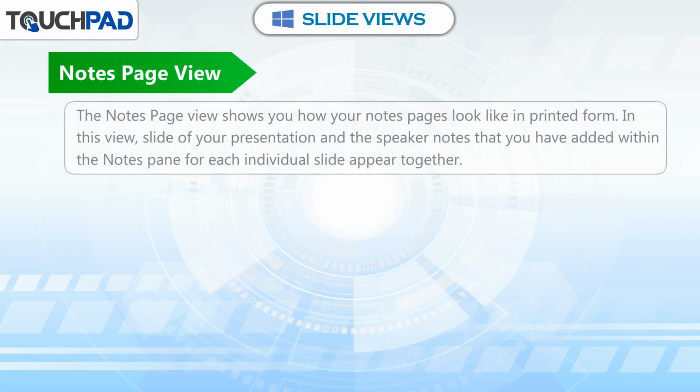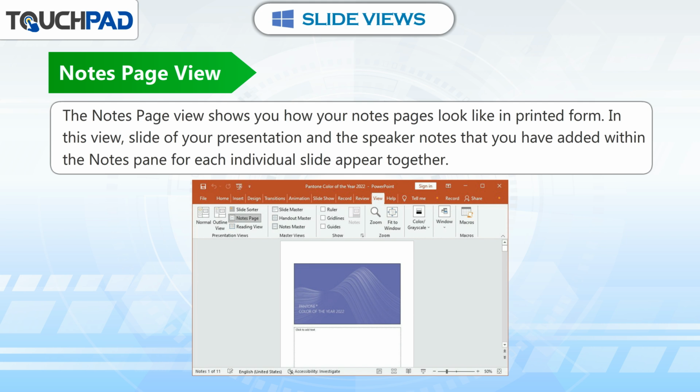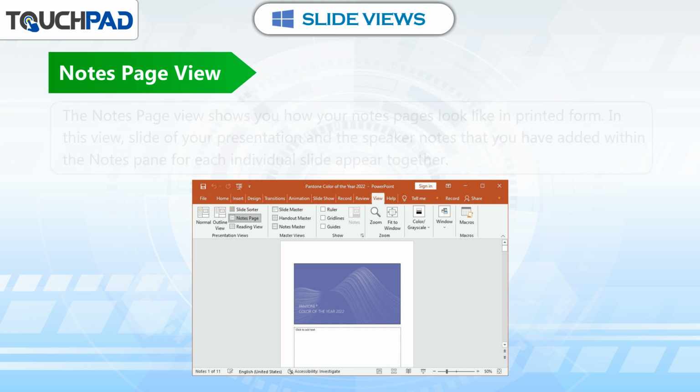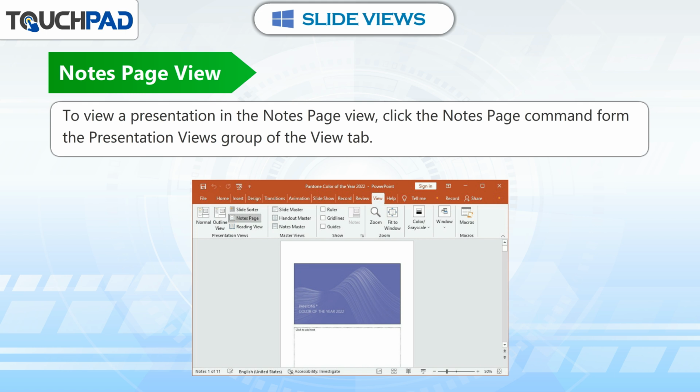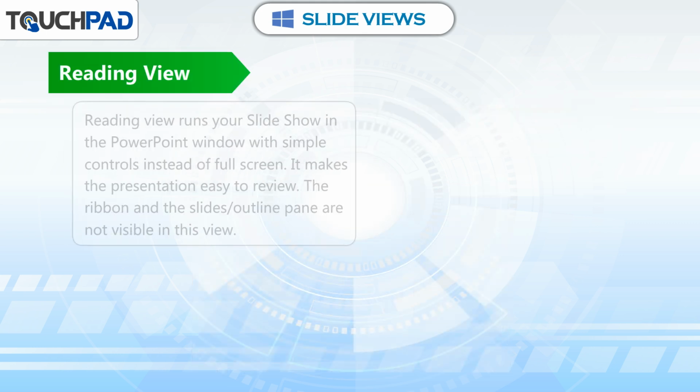Notes page view. The Notes page view shows you how your notes page looks in printed form. In this view, the slide of your presentation and the speaker notes that you have added within the notes pane for each individual slide appear together. To view a presentation in the Notes page view, click the Notes page command from the Presentation Views group of the View tab.